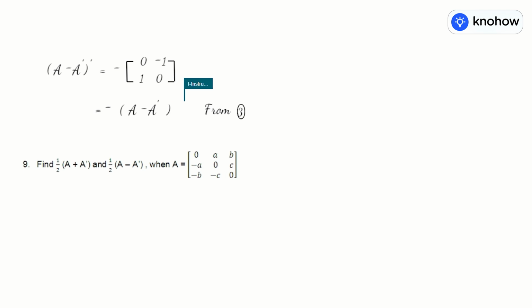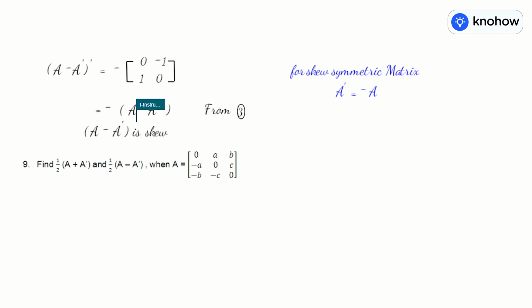And what is the condition for a matrix to be skew symmetric? That A dash should be equal to negative A. And because here we find A minus A dash whole dash is negative times of itself, we can conclude that A minus A dash is a skew symmetric matrix.